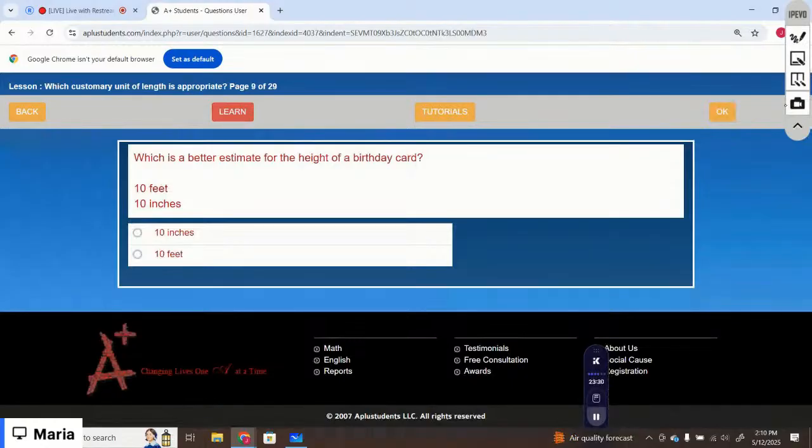Which is a better estimate for the height of a birthday card? The height of a birthday card would be 10 inches. Okay, you can complete the lesson by yourself. Let me just move on to the next lesson.